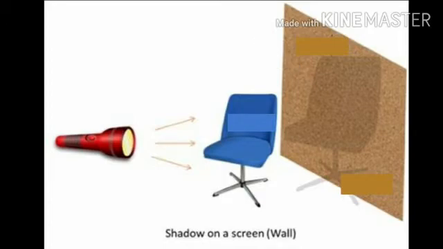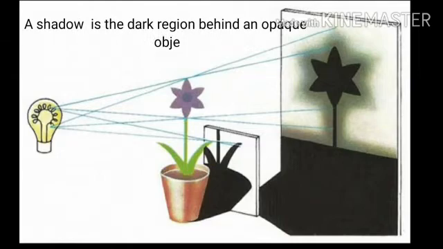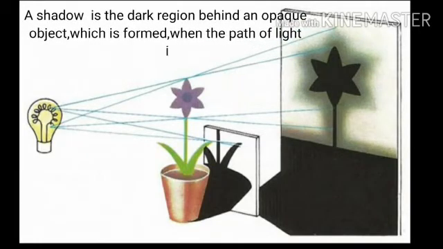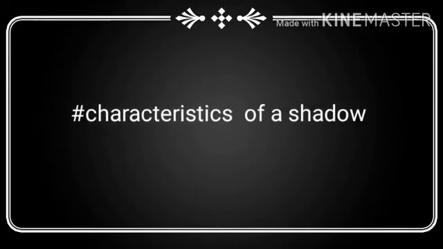We can see a dark area is formed on the wall behind the chair. This dark patch obtained on the wall is known as shadow. So, a shadow is the dark region behind an opaque object which is formed when the path of light is blocked by it. Now, let's learn about the characteristics of a shadow.